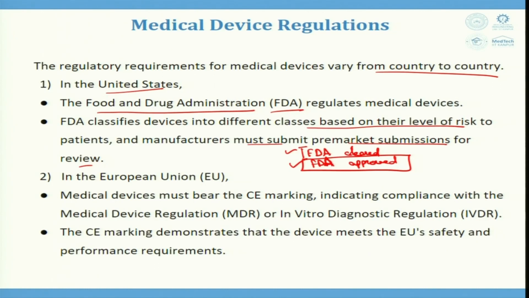Similarly, in European countries, that is the European Union, medical devices bear the CE marking, indicating compliance with the MDR or the in vitro diagnostic regulations, that is IVDR. The CE marking demonstrates that the device meets the EU safety and performance requirements.